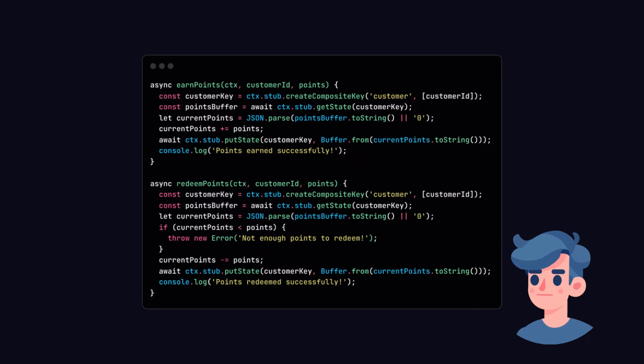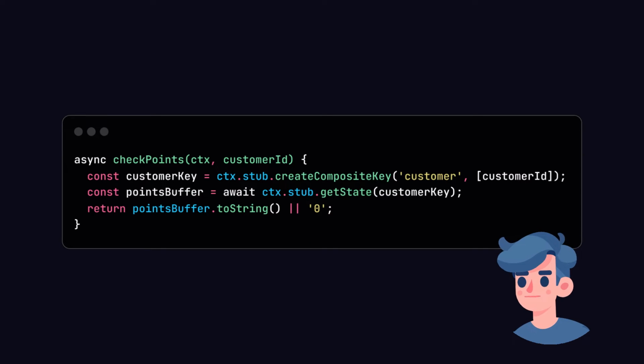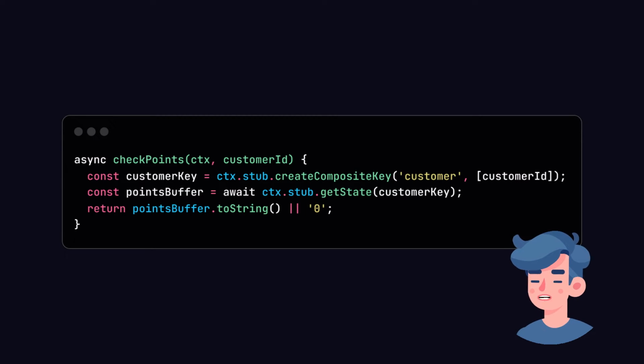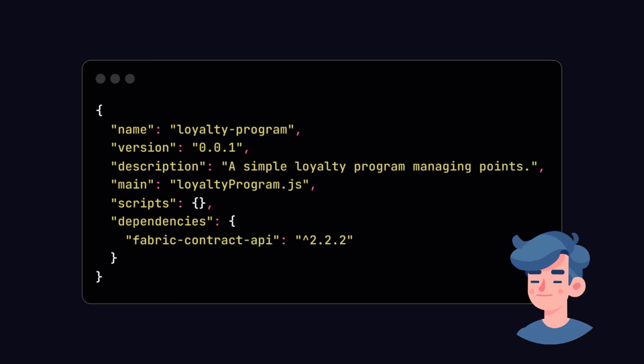Now, let's add functionality to earn and redeem points. Here we have two new methods, earnPoints and redeemPoints. These functions manage the loyalty points for each customer identified by a unique customer ID. The earnPoints method stores points in the ledger, while the redeemPoints method checks if the customer has enough points before allowing a redemption. Now, let's implement a method to check the balance of points for a customer. This will simply read the customer's points from the ledger and return the value.